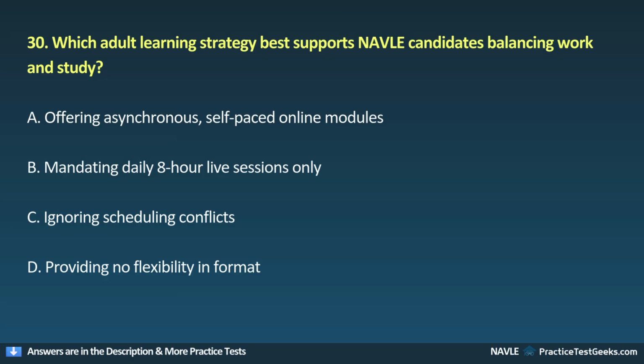30. Which adult learning strategy best supports NAVLE candidates balancing work and study? A. Offering asynchronous, self-paced online modules. B. Mandating daily 8-hour live sessions only. C. Ignoring scheduling conflicts. D. Providing no flexibility in format.